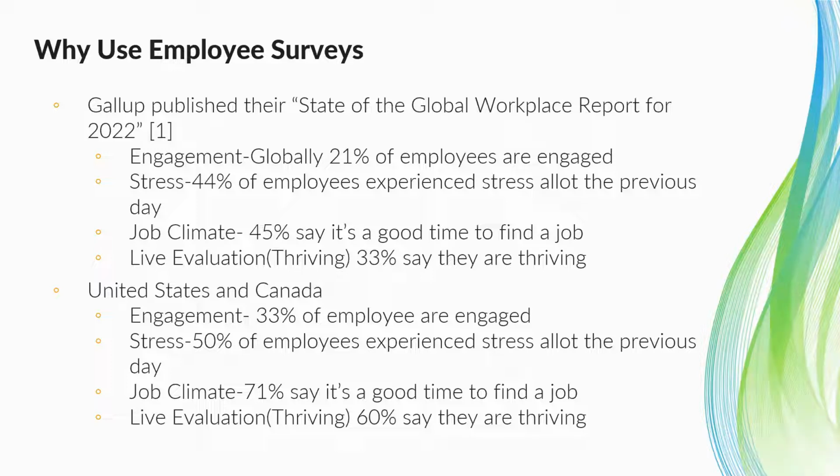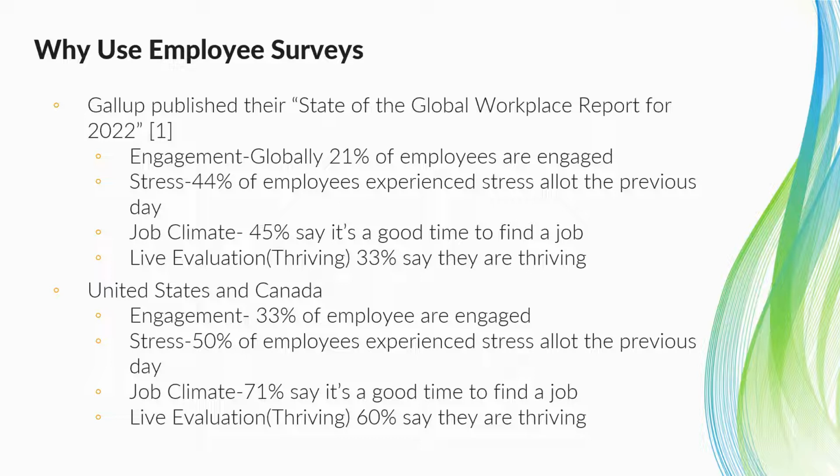In their State of the Global Workplace Report for 2022, Gallup reports that globally, employee engagement rose by only 1%, to 21% of employees engaged at work. Keep in mind, these are the global numbers, but still below the pre-pandemic level. Globally, 44% of employees experienced stress a lot on the previous day, and 45% say it's a good time to find a job. And lastly, 33% say that they are thriving. Now, the Gallup report has many factors that they measure, but I think these are some of the important highlights that we should take away.